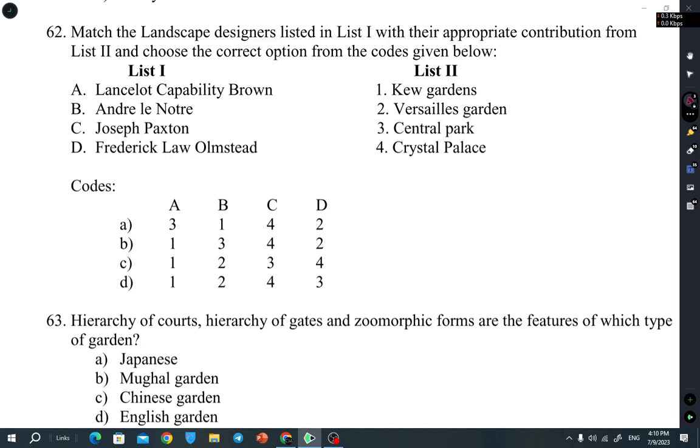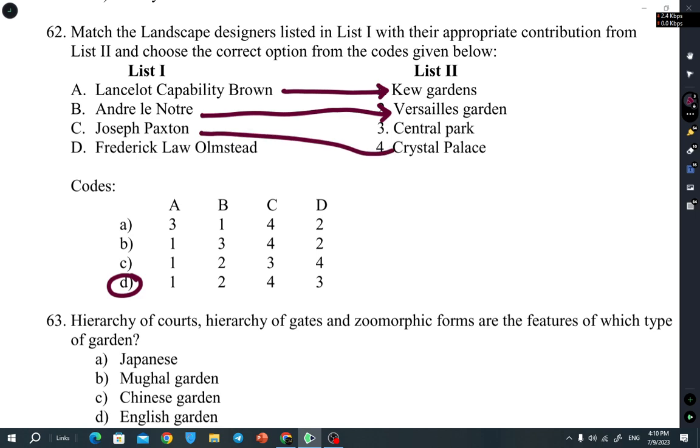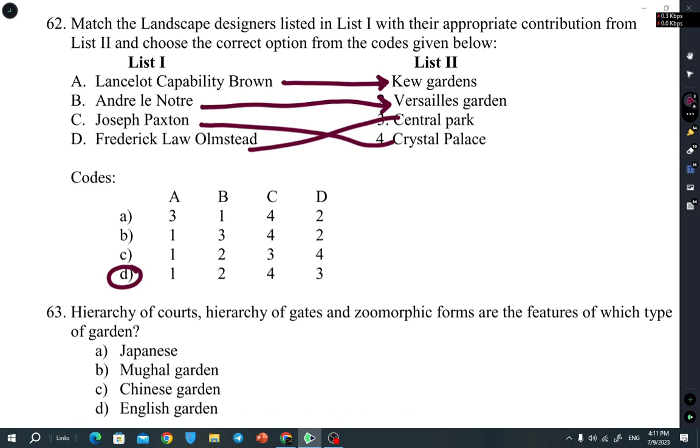Match the landscape designers listed in list 1 with their appropriate contribution from list 2 and choose the correct option from the codes given below. Option D. Lancelot Capability Brown, Kew Gardens. André Le Nôtre, Versailles Garden. Joseph Paxton, Crystal Palace. Frederick Law Olmsted, Central Park.